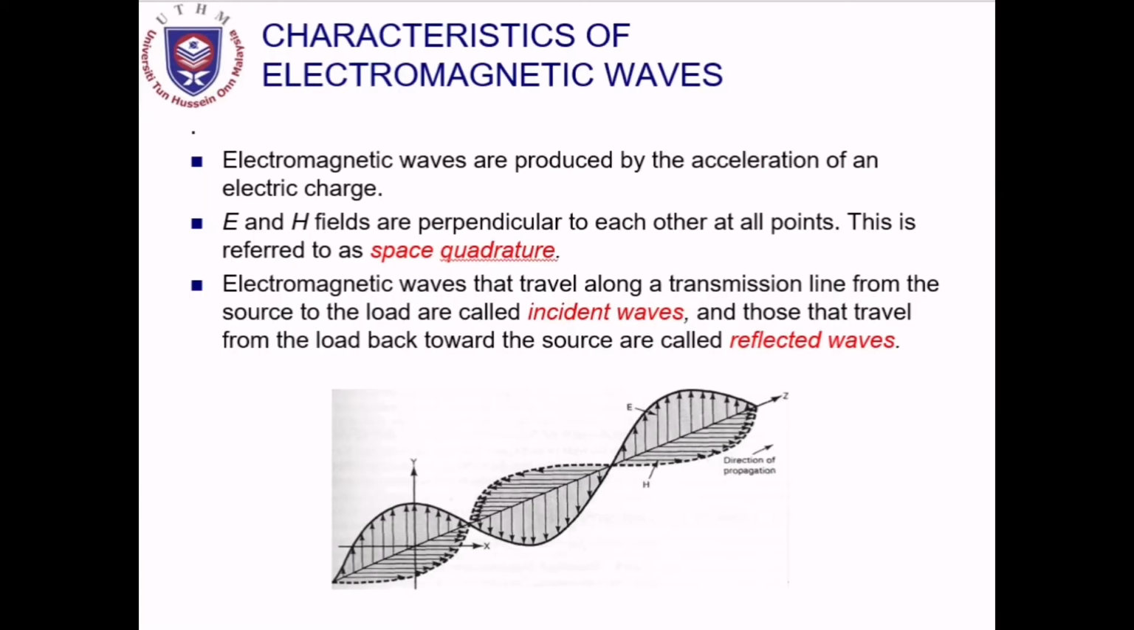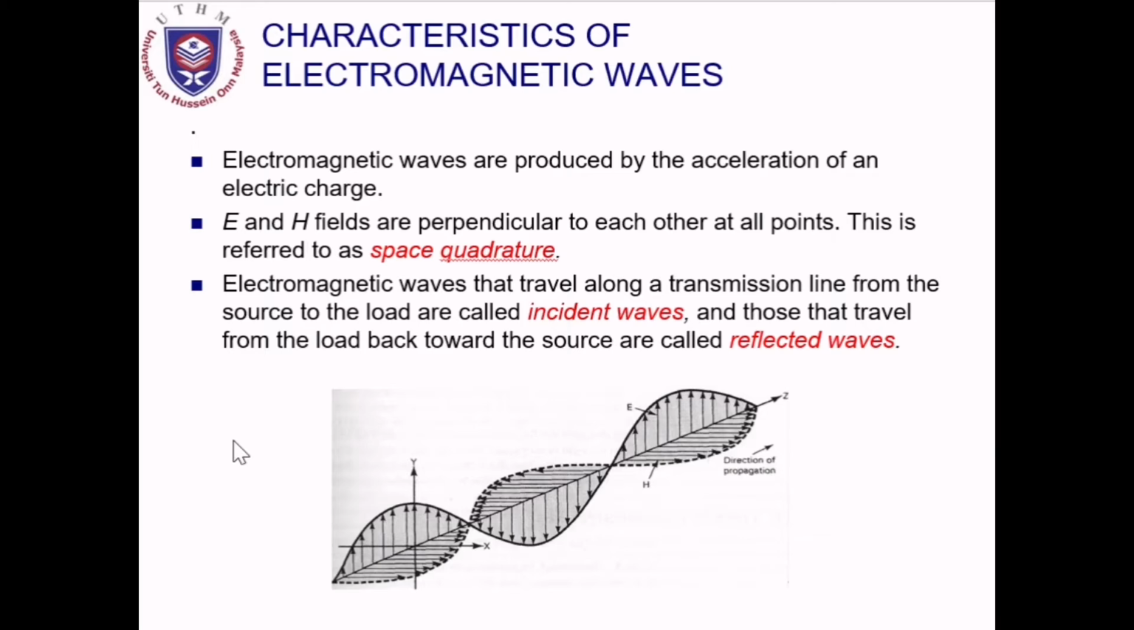So let's look into the characteristics of the electromagnetic waves, or EM waves. EM waves are produced by the acceleration of an electric charge. The E and H fields are perpendicular to each other at all points. If you refer to this figure here, this is the electromagnetic wave propagating in the z-axis, and the components are the E and H fields. We can use Fleming's left-hand rule to determine the direction of propagation.